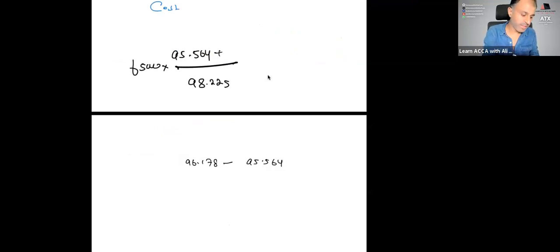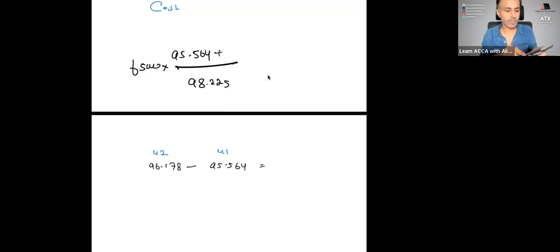Let me label it. This is for 42 years. This is for 41 years. Whatever the balancing figure I get will be the least percentage of that 1 year in between. 96.178 minus 95.564 is 0.61, which I can simply divide by 12 and multiply by 5. It's mathematics. You just have to take 5 months out of it. So you divide that by 12 and multiply it by 5 to get that thing.